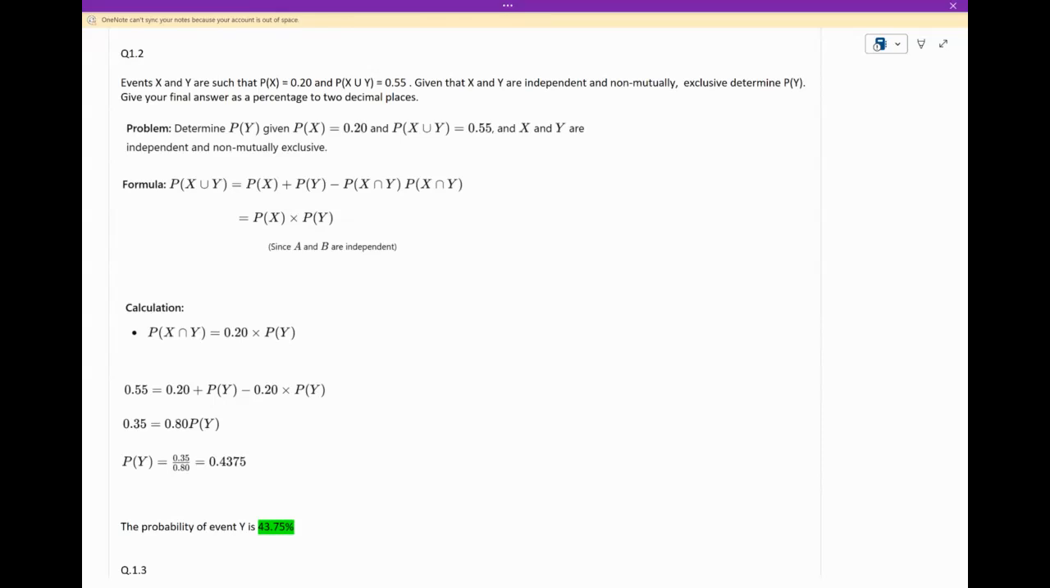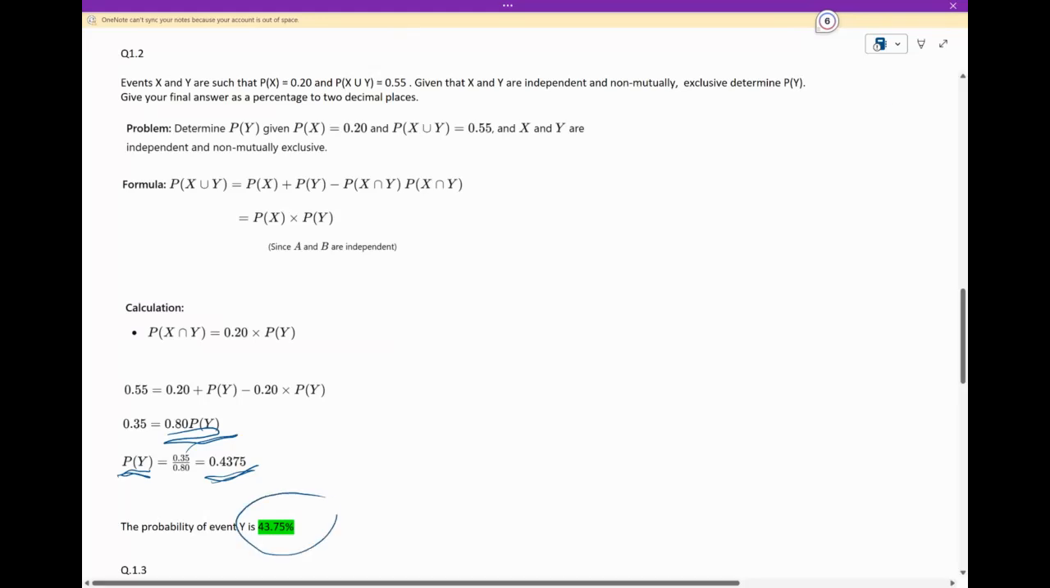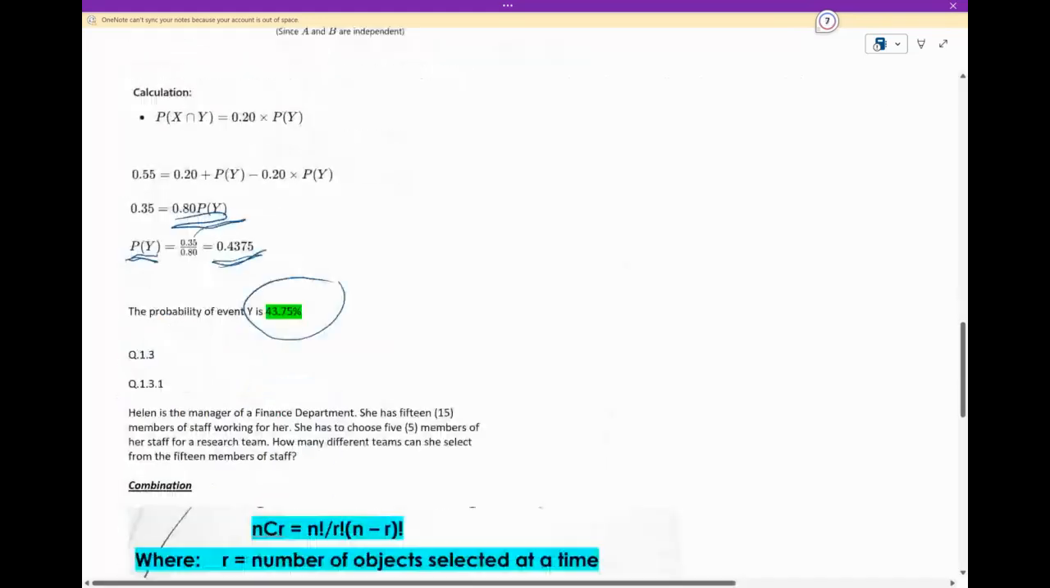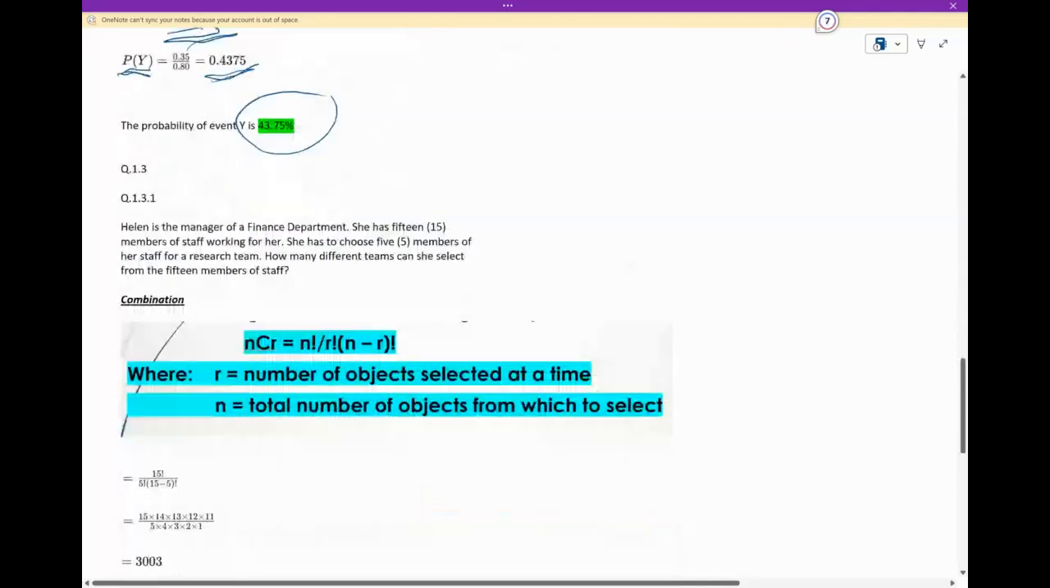And again, what we need to do here is isolate your probability for Y. And once you've isolated that, you can then determine the probability of Y, which will then give you 0.4375, which is the same as 43.75%. Okay, so I can't stress it enough. Make sure that you know that question, because they could very well bring it.